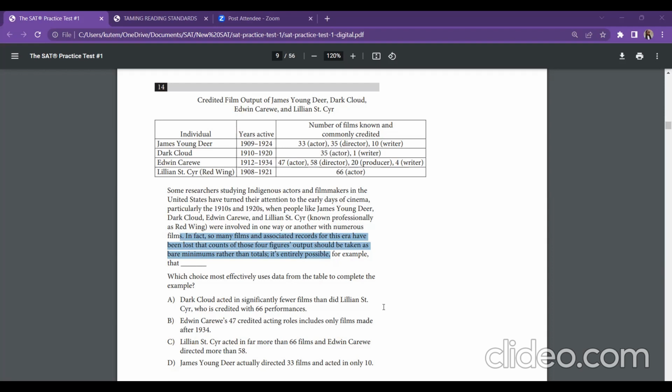Okay, so I'll go through the options. You already have C, so I want to see if everyone else agrees. A says Dark Cloud acted in significantly fewer films than did Lillian St. Cyr, who is credited with 66 performances. B, Edwin Carey's 47 credited acting roles included only films made before 1984. I'm also going for C.